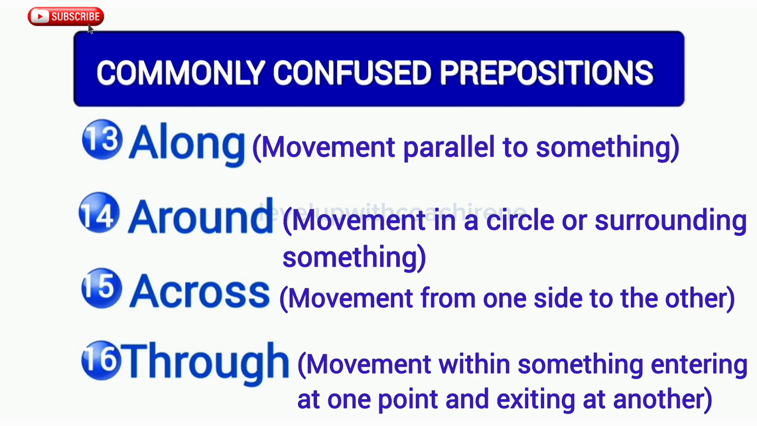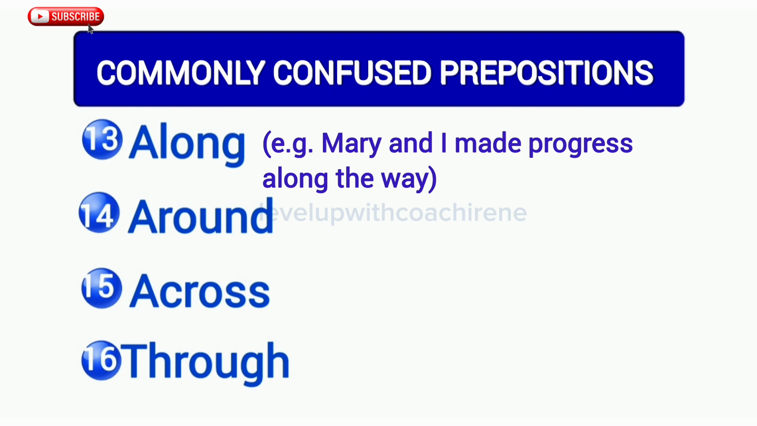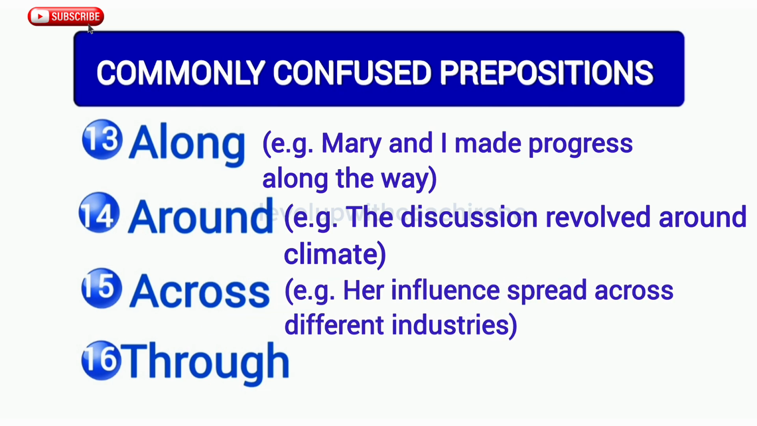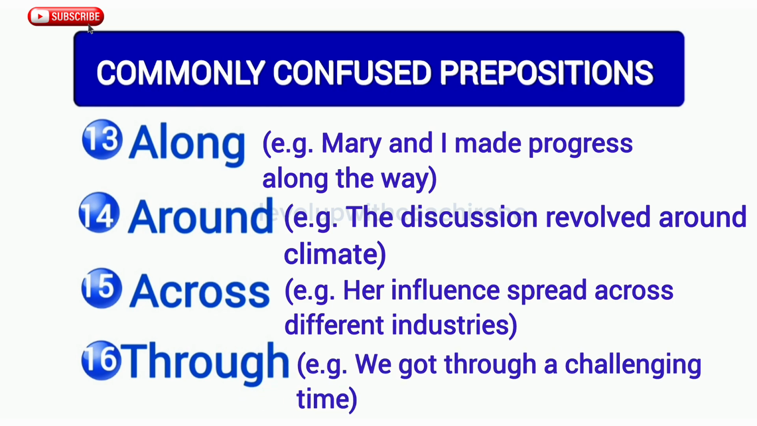These prepositions can also be used for non-physical situations. For example, Mary and I made progress along the way. The discussion revolved around climate. Her influence spread across different industries. We got through a challenging time. Like we saw, these prepositions can be used metaphorically to describe processes, relationships, or abstract concepts.